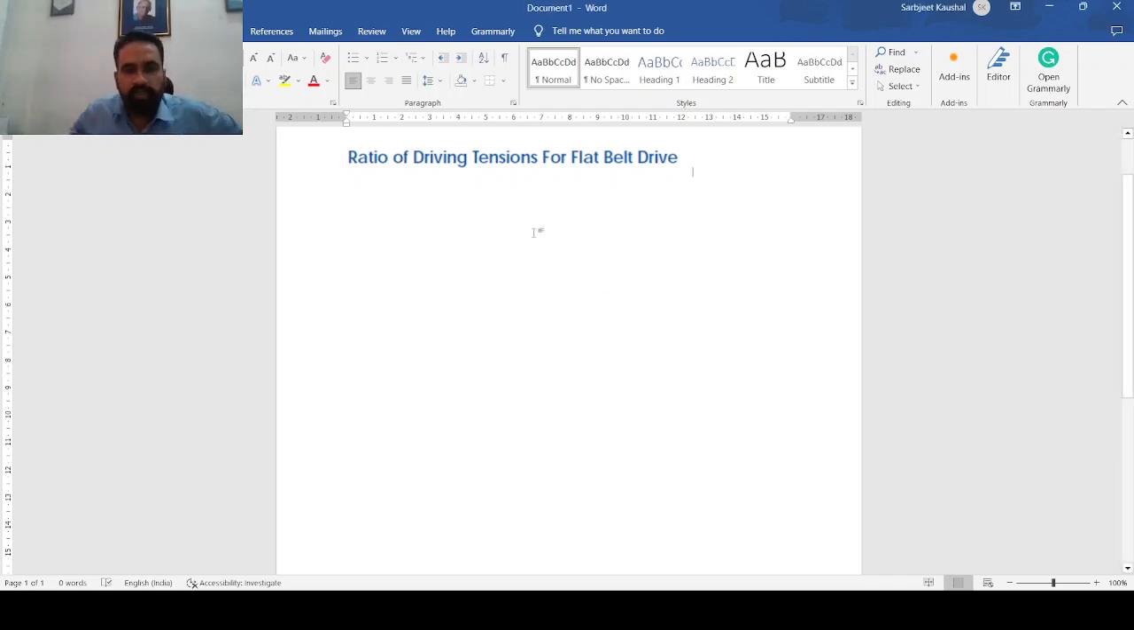So, good morning, students. Today we are going to discuss the ratio of driving tensions for flat belt drive. As we have already done in the previous lecture, we covered the different kinds of belt drive and how we can find the length of the belt in case of open belt system and cross belt system. After that, we have completed the derivation for power transmission of belt.